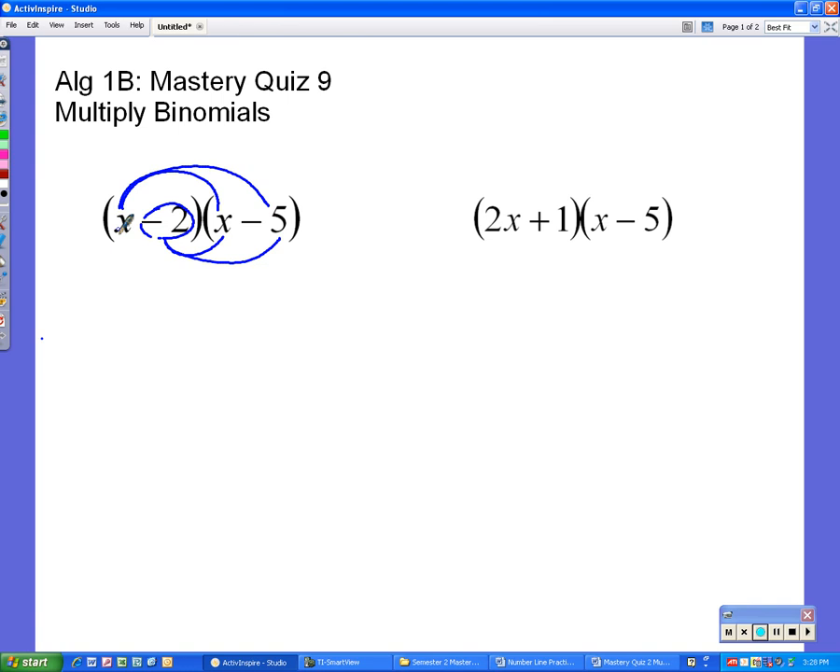So multiply x times x first. Then we're going to carry down this negative, and we're going to multiply the x times the 5. Now we are going to multiply this -2 times this x. We're technically adding these pieces together, so I'll put a plus sign there. -2 times x comes next. And then bring down this minus and then do -2 times 5.